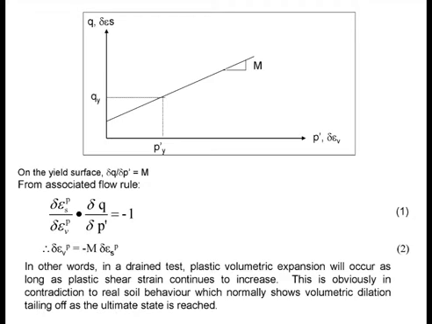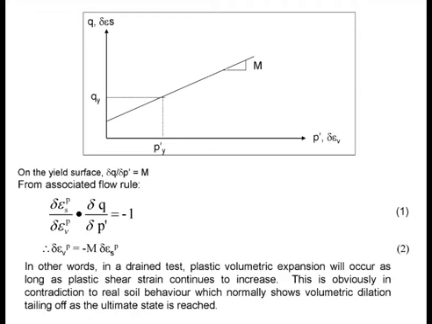Okay. If you have a drained test, your plastic volumetric expansion will continue at the rate given by this. Alright? So, for every unit of increase in plastic shear strain, the plastic volumetric strain will increase by minus M times that unit. Is that alright? Okay? So, that means the volume will keep on dilating. Okay? So, this is a contradiction to real soil behavior.